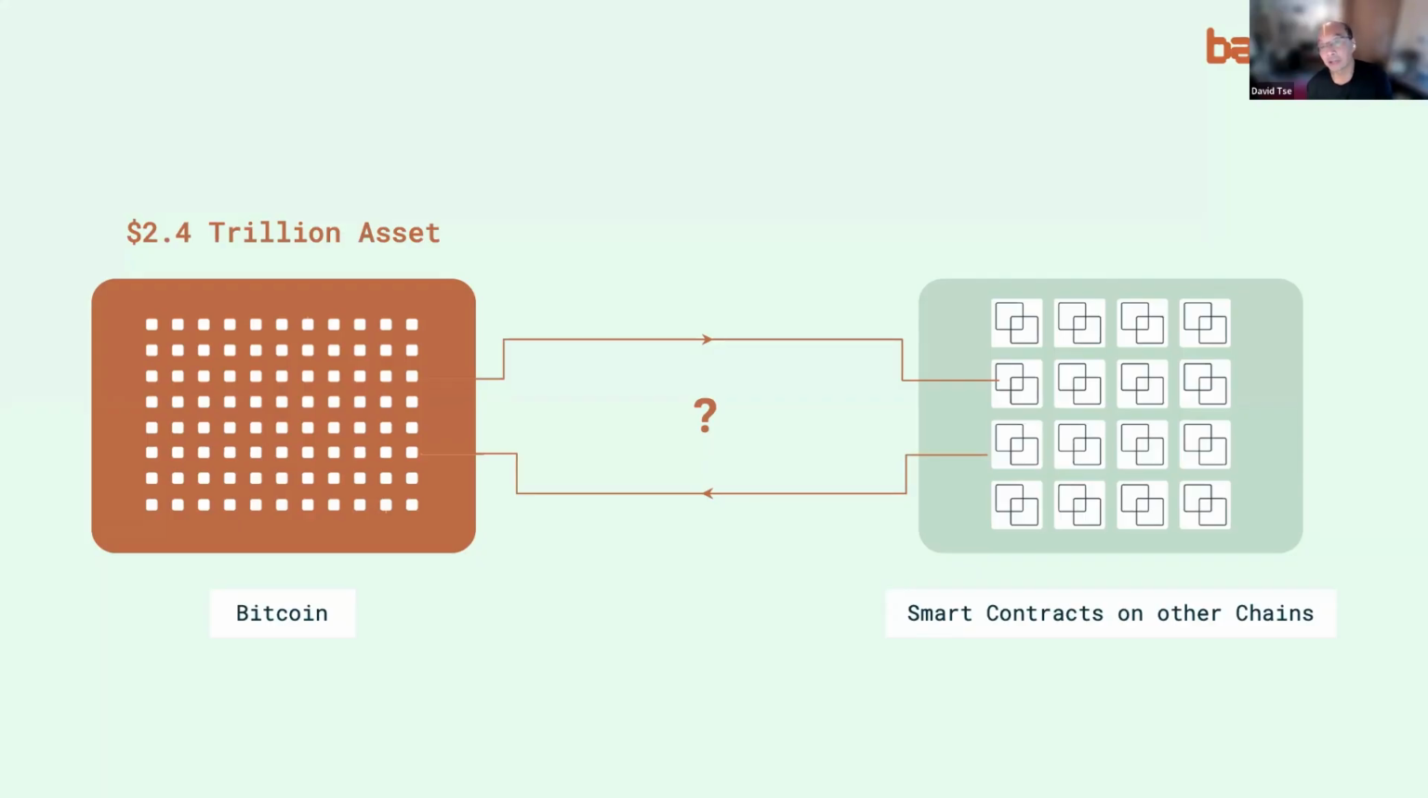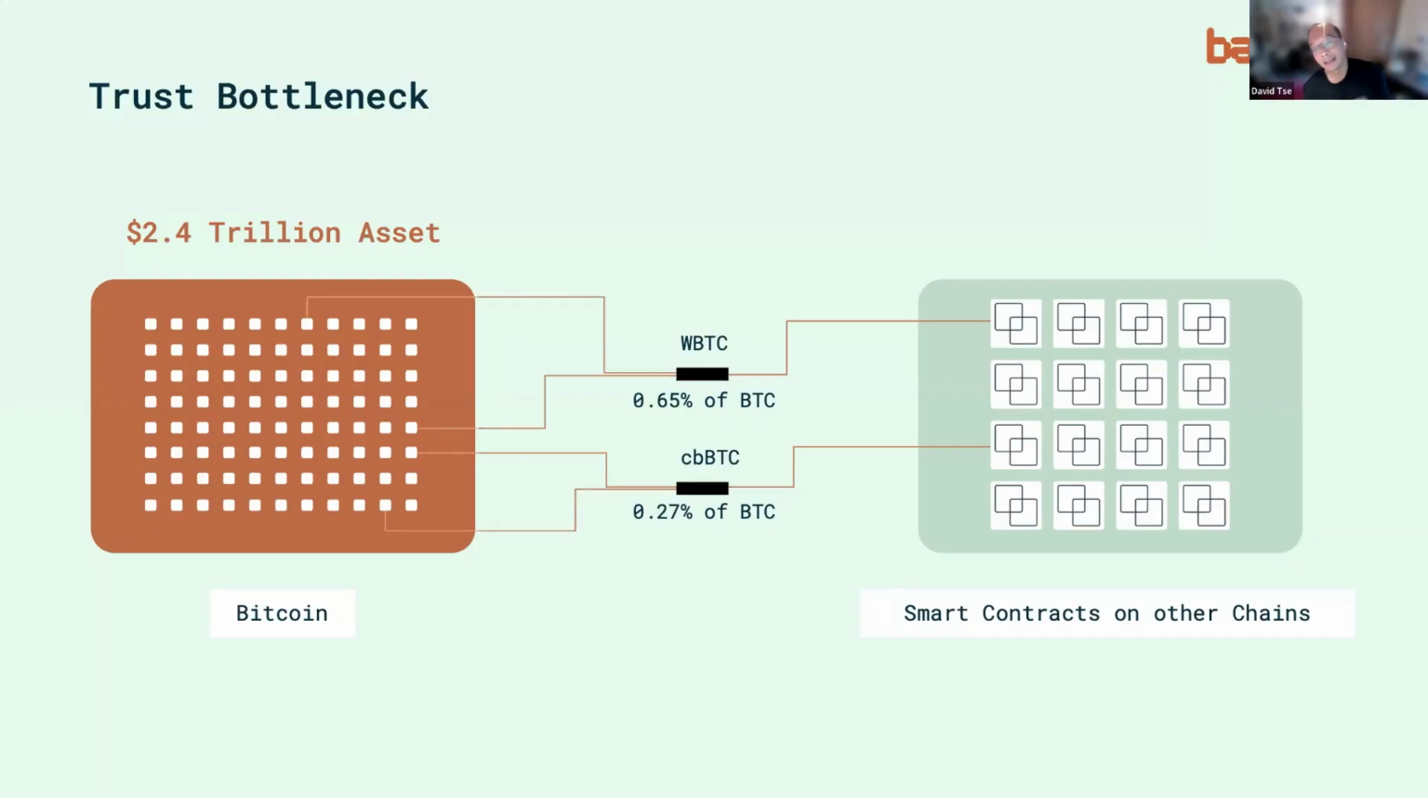If you look at the current state of affairs, you will see that of the 2.4 trillion, less than 1% is bridged over to the smart contract economy. And it's bridged using two so-called wrapped assets. One is WBTC, which is around 6.65%, and the other is cbBTC, around 0.3%, minted by Coinbase. And so it's kind of strange that although the whole point of Bitcoin is to rely only on crypto proof but not trust, yet to allow Bitcoin to participate in the trustless smart contract economy on the right-hand side, we have to go through this trust bottleneck.